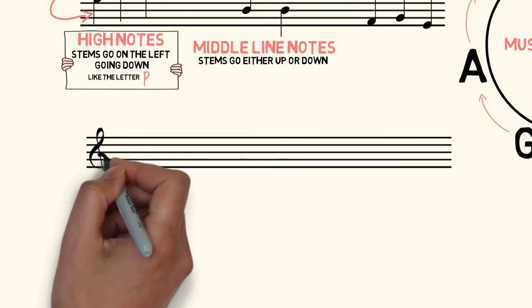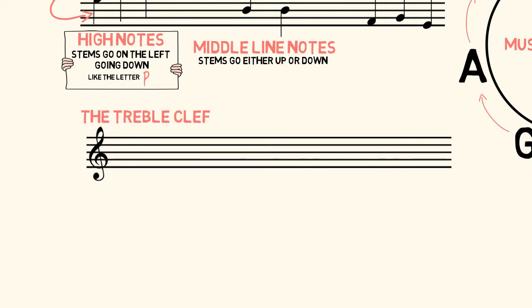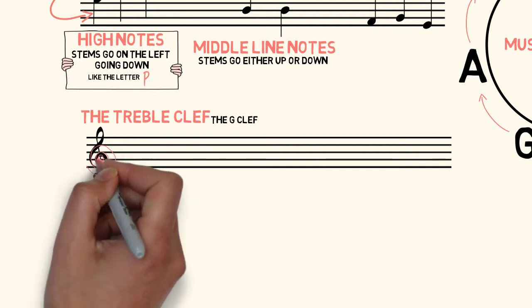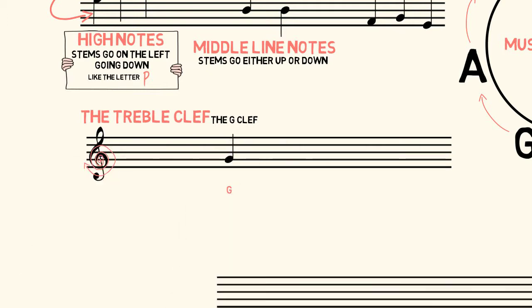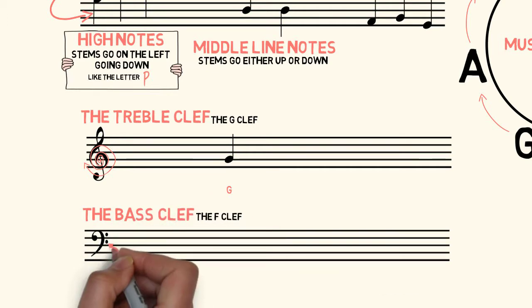The clef is used to show the pitch of a note on a stave. This is a treble clef. It's also known as a G clef because it curls around the line where the G note sits. This is a bass clef. It's also known as an F clef because the dots are on either side of the line where the F note sits.